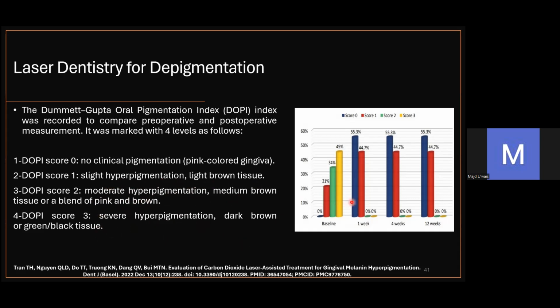And as you can see in this figure, preoperatively, before the laser depigmentation, cases had a score 2 to 3. And after evaluation, after 1 week, 4 weeks, and 12 weeks, the score shifted from 2 and 3 to 0 and 1. As you can see, these 3 evaluation periods, this blue column means score 0, and this red column means score 1.